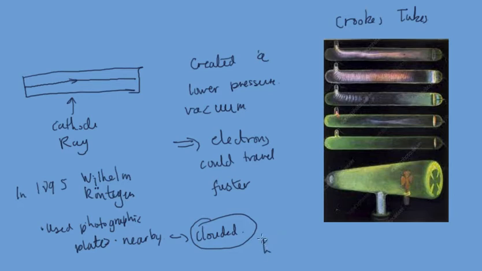These emissions were shown to be X-rays. Rontgen was the first to discover X-rays, and for his work he won the Nobel Prize in 1901. And it's actually an adapted version of Crookes tubes that are still used today for the production of X-rays that we use in medicine.